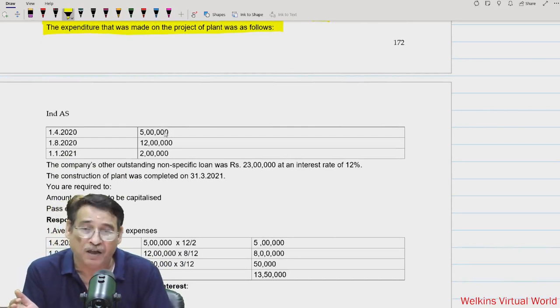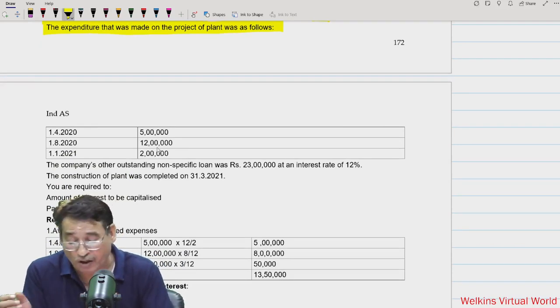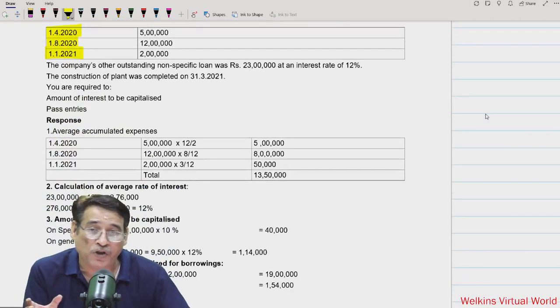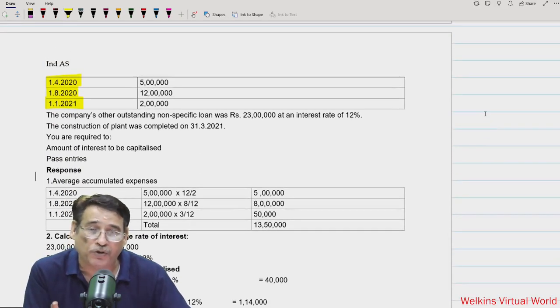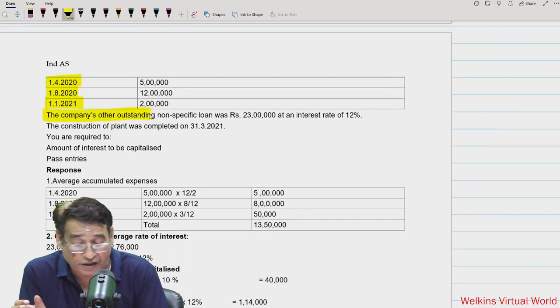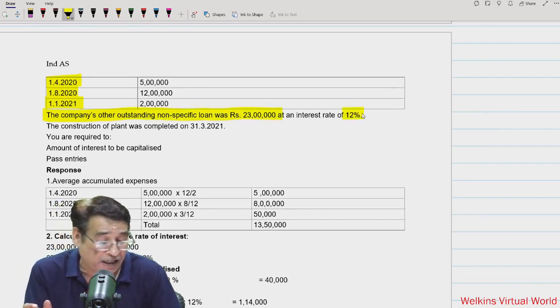Now this time, it is given to you that expenditure was made on the project as follows. These are, if I will total it up, 5 plus 12, 17 plus 2, 19. 19 lakh is total actual expenditure. But problem is that this expenditure has been made on different dates. So similar to the last question, my first target should be to compute the average accumulated expenditure. But before that, it is also given that company's other outstanding non-specific loan is 23 lakhs at 12%.